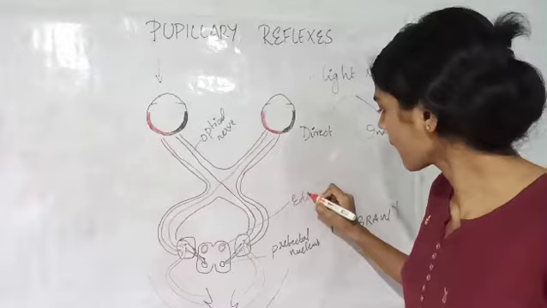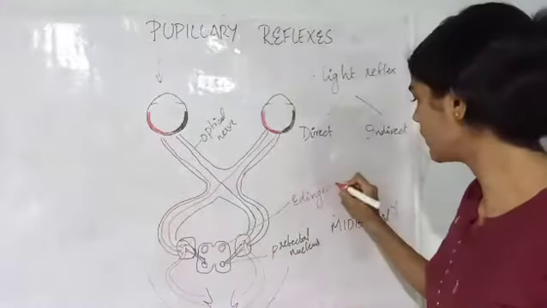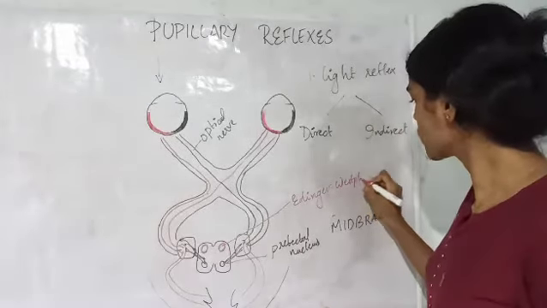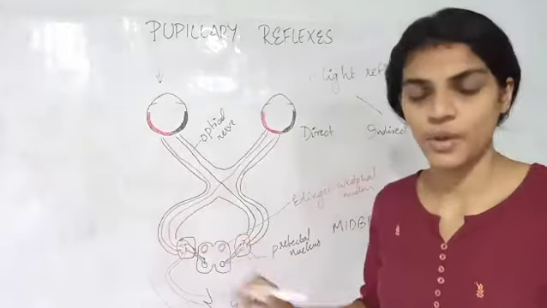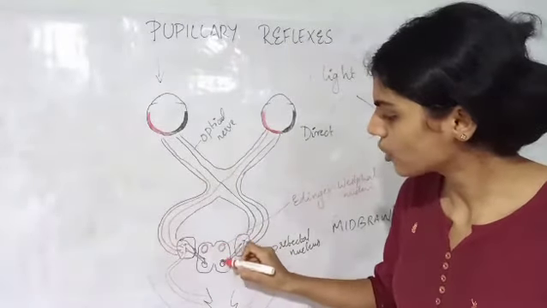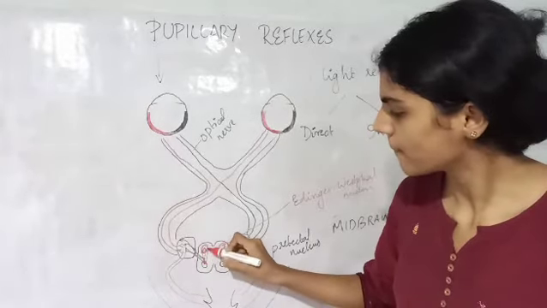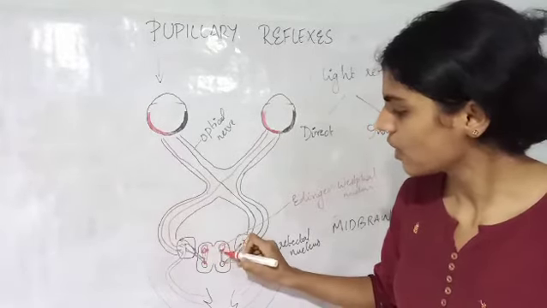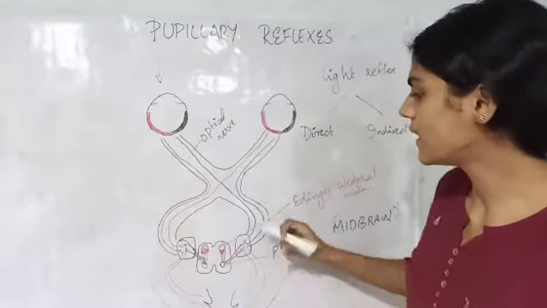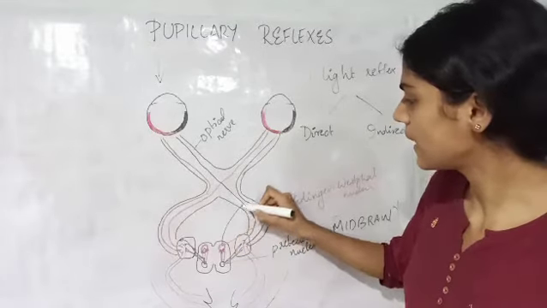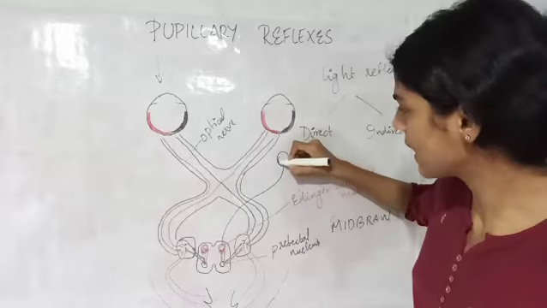This one is the Edinger-Westphal nucleus. Okay, so from here the motor impulses go to the Edinger-Westphal nucleus. From the Edinger-Westphal nucleus, what is happening? The impulse will directly go to one structure known as the ciliary ganglion.